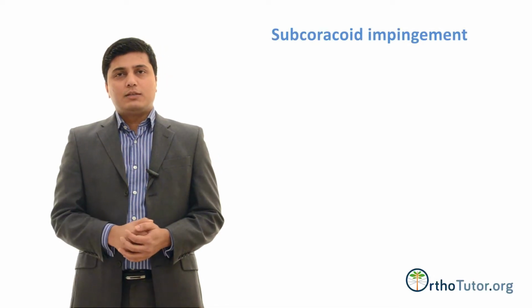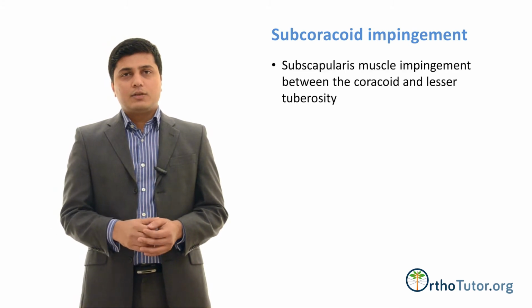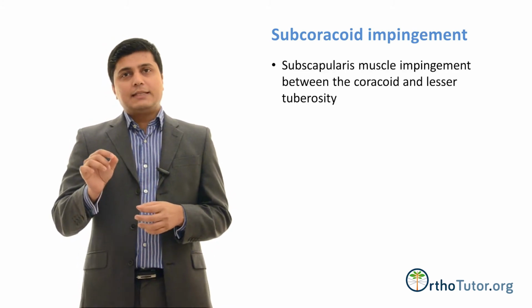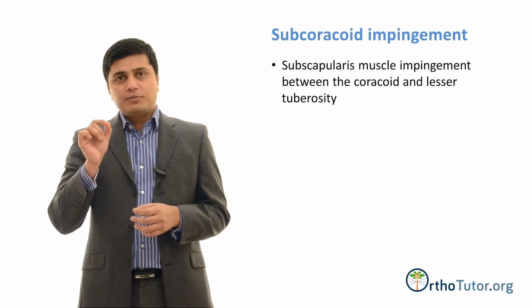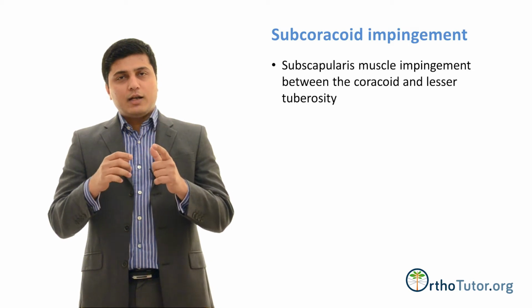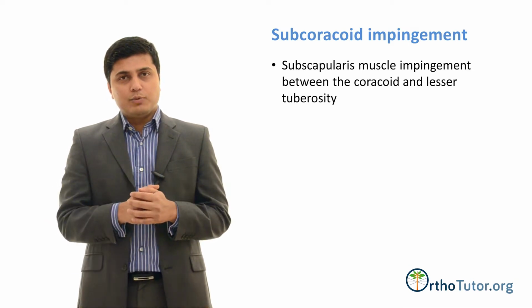Let's talk about a subcoracoid impingement. So what is a subcoracoid impingement? Subcoracoid impingement is impingement of the subscapularis tendon between the coracoid and the lesser tuberosity of the humerus.